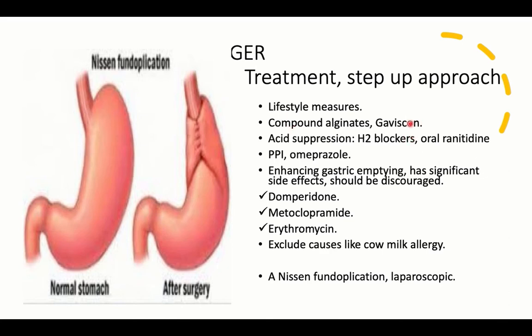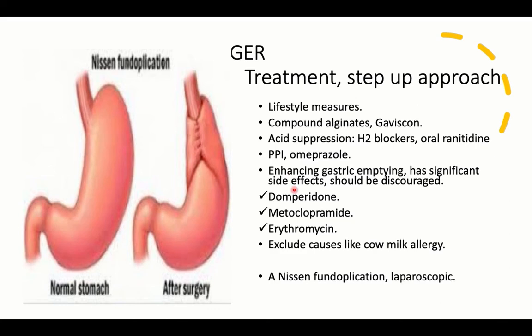So starting with the lifestyle measures as management for the condition, compound alginates like Gaviscon can be used to form a lining for the gastric wall to lessen the effects of gastric acid. Then comes the use of acid suppression, starting with H2 blockers like oral ranitidine, and if there is no response to oral ranitidine, proton pump inhibitors such as oral omeprazole can be used.